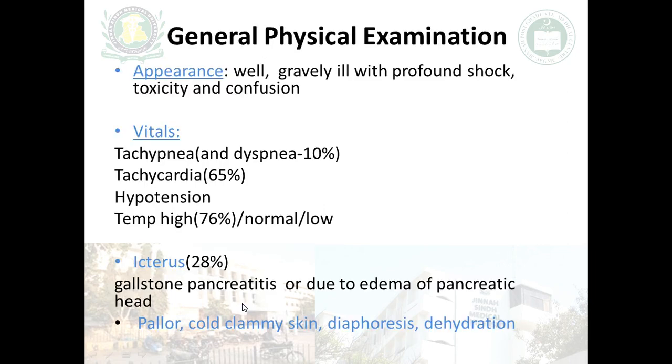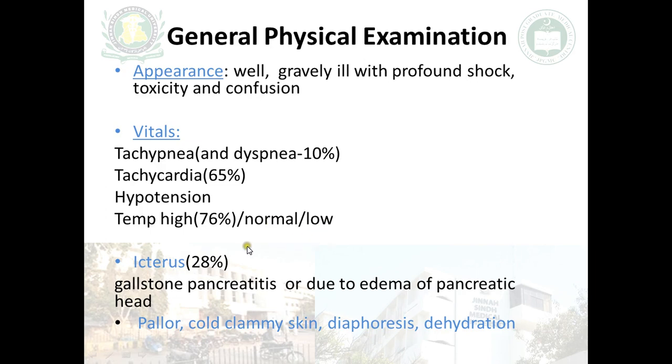When you do the general physical examination of a patient, the first thing you see is the appearance. The patient can be well with a mild acute pancreatitis. It can be gravely ill with profound shock, toxicity and confusion in cases of severe acute pancreatitis. The second thing you do is vitals, and many patients are tachypneic, they have tachycardia, and there is a possibility of hypotension in severe acute pancreatitis.